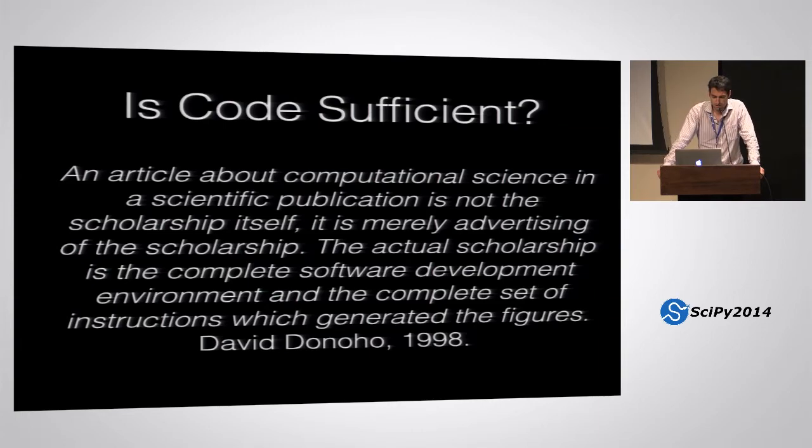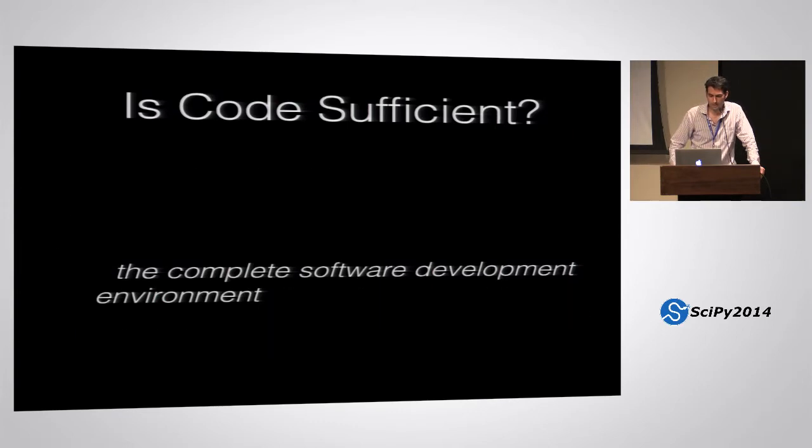So this is a very good quote by David Donoho, who happened to be our advisor. You might know him from some of his research, but let me just repeat this word for word. An article about computational science in a scientific publication is not the scholarship itself. It is merely advertising of the scholarship. The actual scholarship is the complete software development environment and the complete set of instructions which generated the figures. I think if you have published your code on GitHub, you've done better than 99%, right? You're in that 1%. But you're probably not paying too much attention to the complete software development environment.